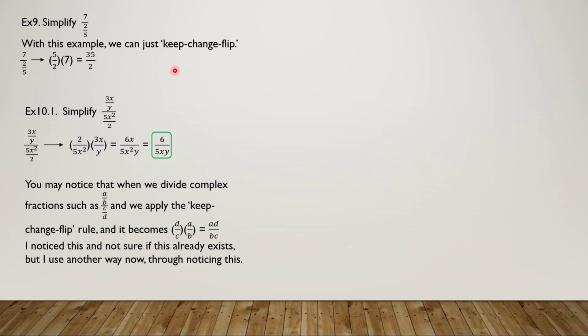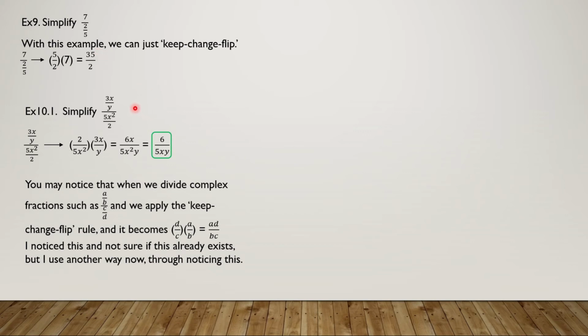So let's try another example, this time with a 7 on the top and 2/5 on the bottom. Well, what do we do with the 7 now? This one you can also apply keep, change, flip to, but it's just a little bit more simple. You would take the denominator, the 2/5, take the reciprocal, turn it into 5 halves, and then multiply it to the numerator, which is just a whole number of 7. So it would become 7 times 5, which is 35, divided by the 2. So it becomes 35 over 2.